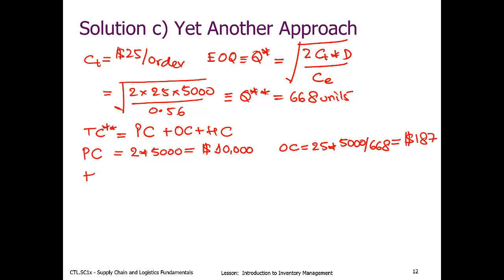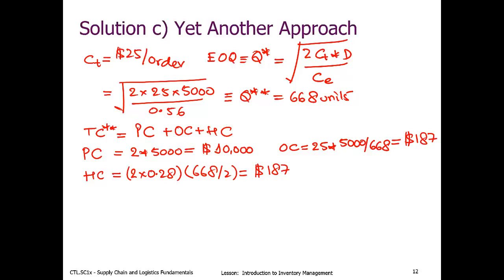How about holding cost? Does that change? Well, holding cost is again CE times average inventory on hand. CE is C times H, and the C doesn't change, the H doesn't change. However, the value of average inventory on hand is now 668 by 2. So this also gives us a value of 187.